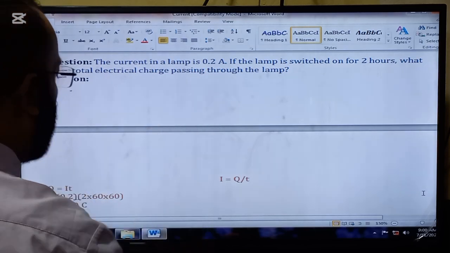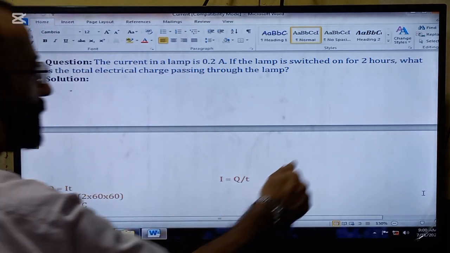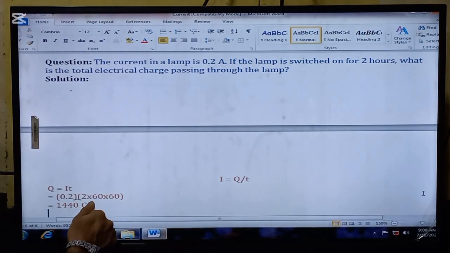Current is given 0.2 ampere, and time is 2 hours. So 2 multiplied by 60 multiplied by 60. Now the time is in seconds. Now solve it on the calculator. You will get the answer. The unit will be coulombs.